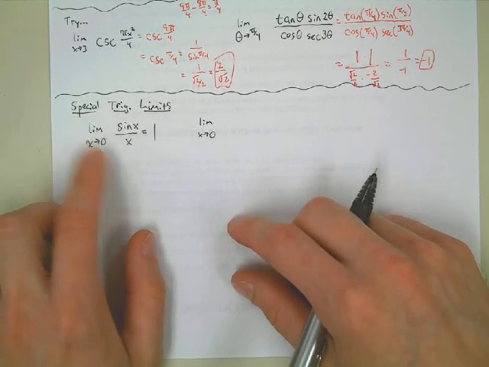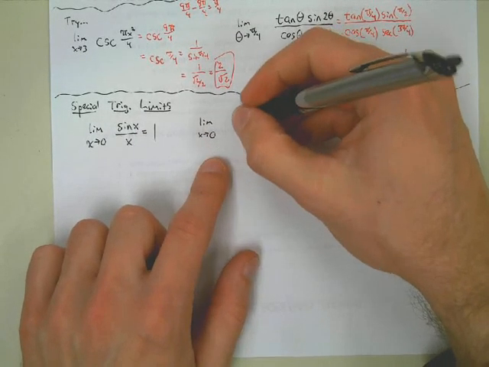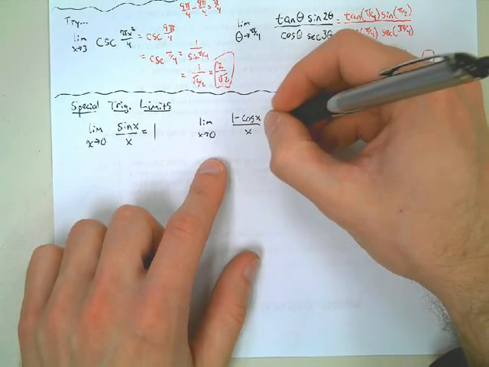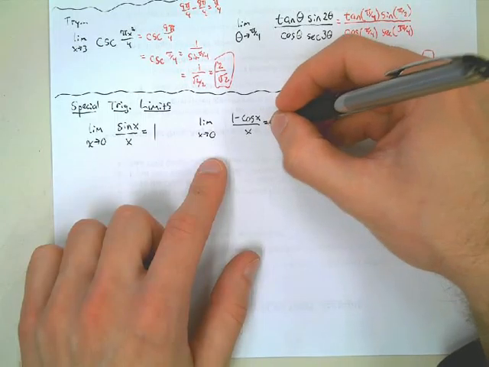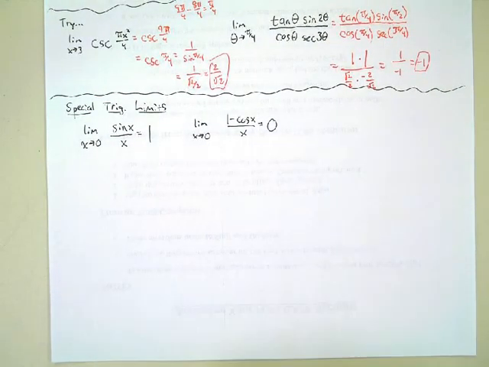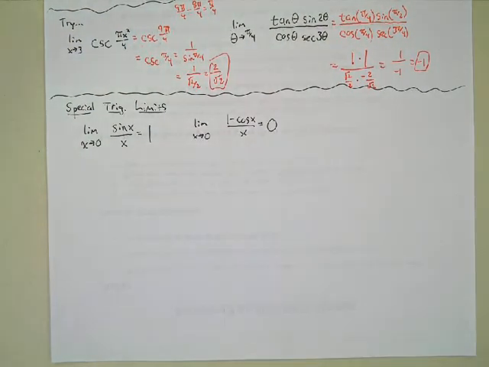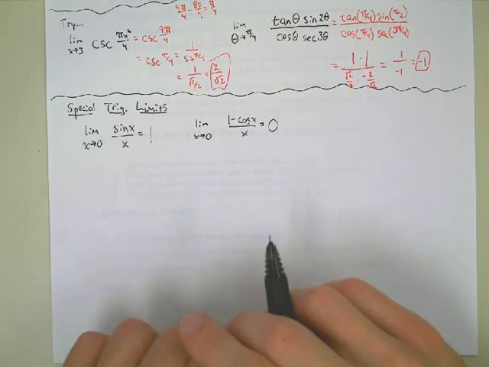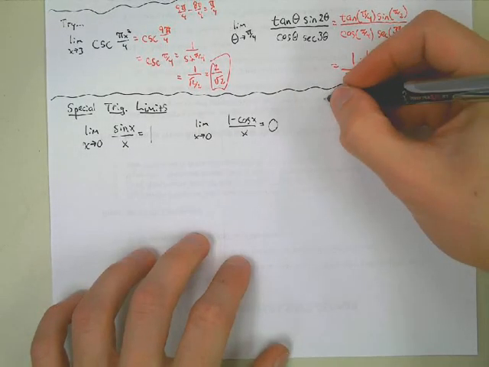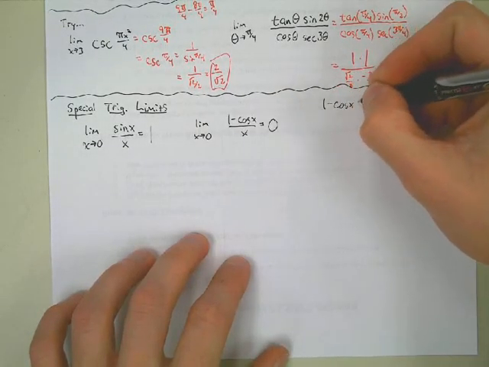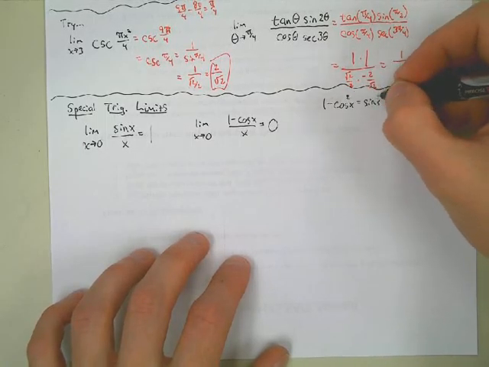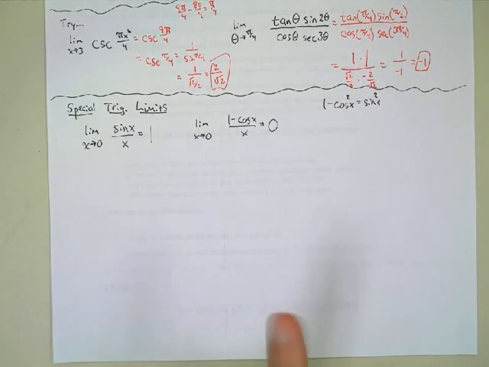Same deal here. This one has to be approaching 0. This is 1 minus cosine of x over x. Okay, this limit approaches 0. Again, if you try direct substitution, you get 0 over 0, but there's no real easy way to simplify this. Okay, 1 minus cosine x is not equal to sine of x. Right, some students get confused and are like, oh, 1 minus cosine x equals sine of x. That's not exactly right. It's 1 minus cosine squared x is equal to sine squared of x. That's one of those Pythagorean identities if you manipulate it a little bit.